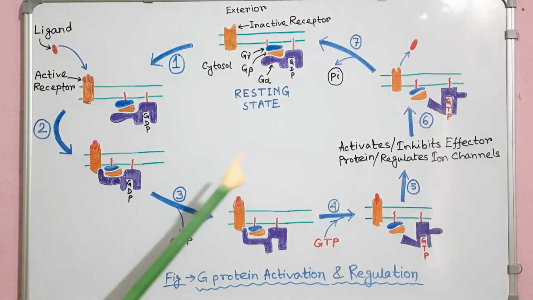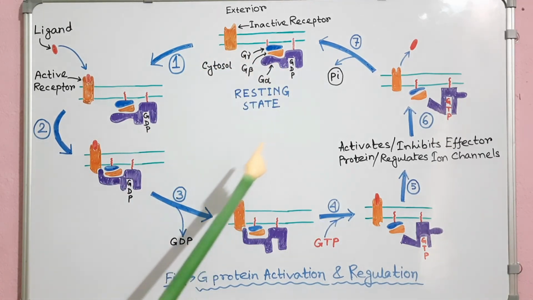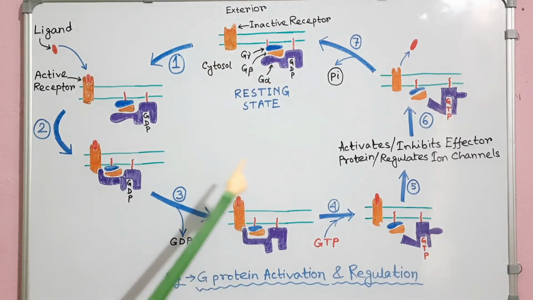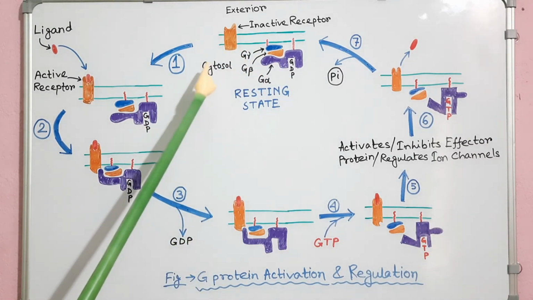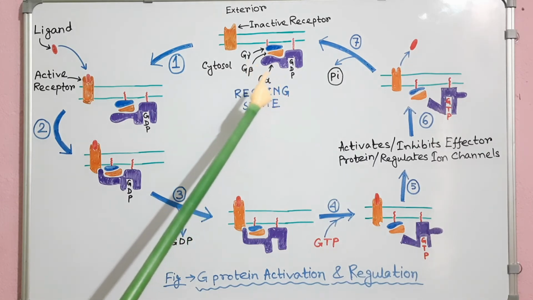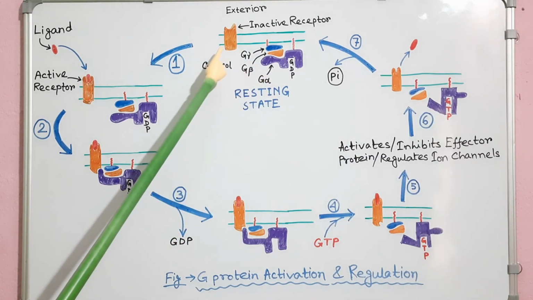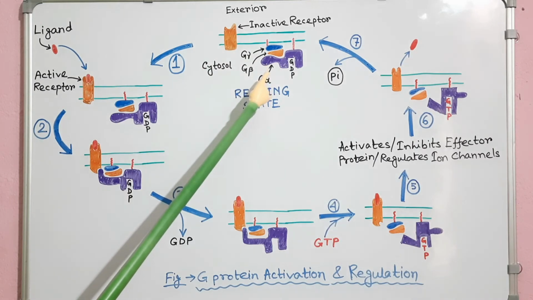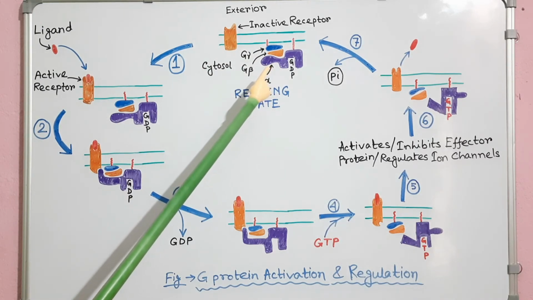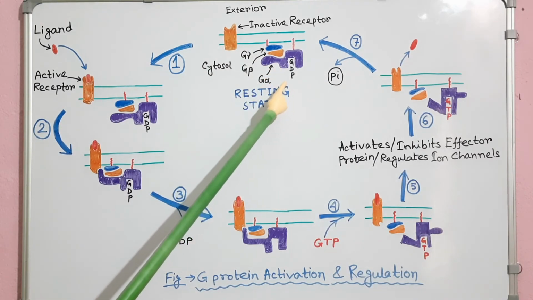Now, through this diagram, I will show you how the GPCR and G protein get activated and regulated. This is the resting state. There is no ligand binding to the GPCR, hence it is in an inactive state. G protein is also in an inactive state with GDP.